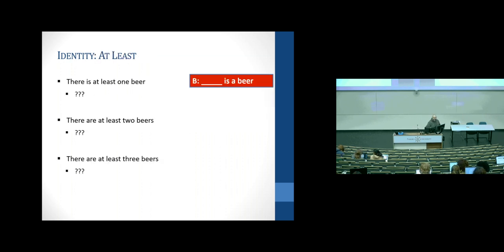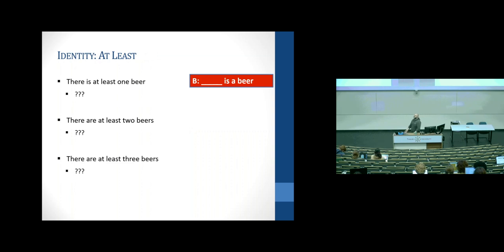So, let me talk to you about one of my very favorite subjects, beer. Put that down while I'm talking. Right. So, let's have our domain be universal, and let's have our predicate be is a beer. Now, suppose I wanted to say that there's at least one beer in the world. There's at least one beer in the world, thank God.